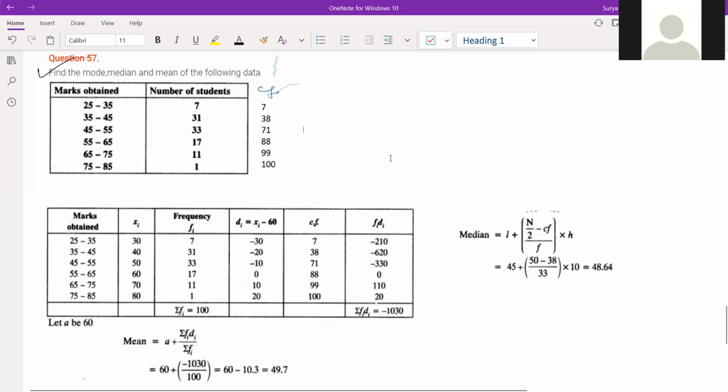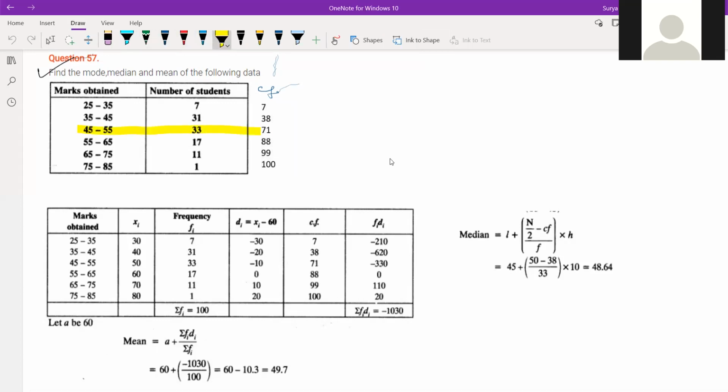All right. Now, which is your median class? 100 by 2, that is 50, right? 50 is in the median class. So which one should you take? This class, right? So you can write here L is equal to 45. Sir, I'm getting mode as 45 and median 48.65 you got. Yes, sir. Okay, fine. Anyone having doubt in all this?